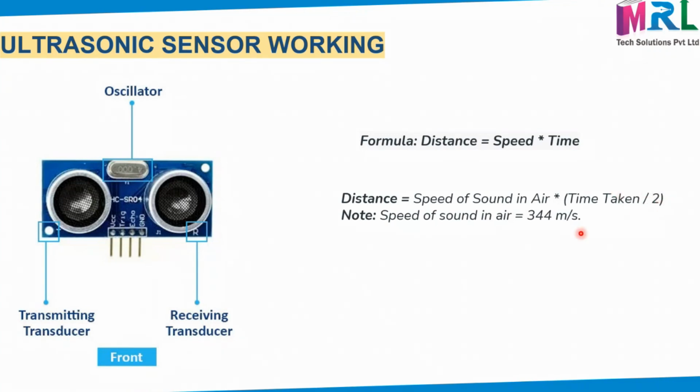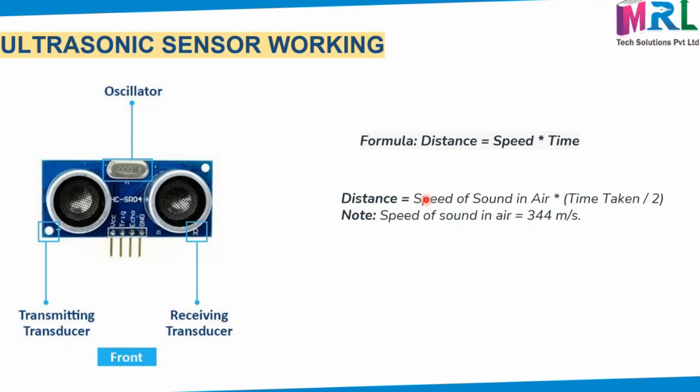Why divided by 2? Because it is the time for the transmission as well as for the reception. So we are doing divided by 2. This is the formula they are using to calculate the distance. We are not going to use the formula to calculate the distance. We are going to do that using the code.